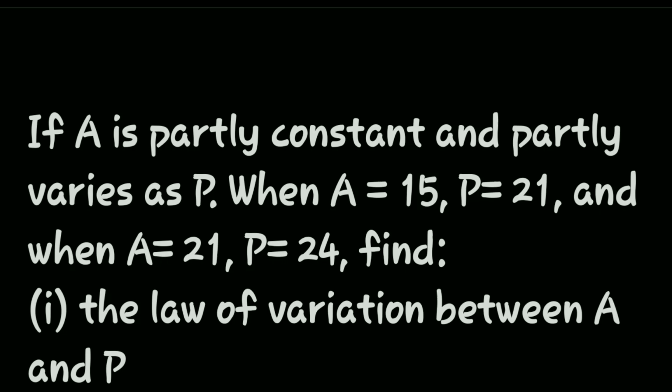Let's take this partial variation problem. If A is partly constant and partly varies as P, when A equals 15, P equals 21, and when A equals 21, P equals 24, find the law of variation between A and P. In the last class, I told you that in partial variation, there are two constants of proportionality, so you need to take note of that.